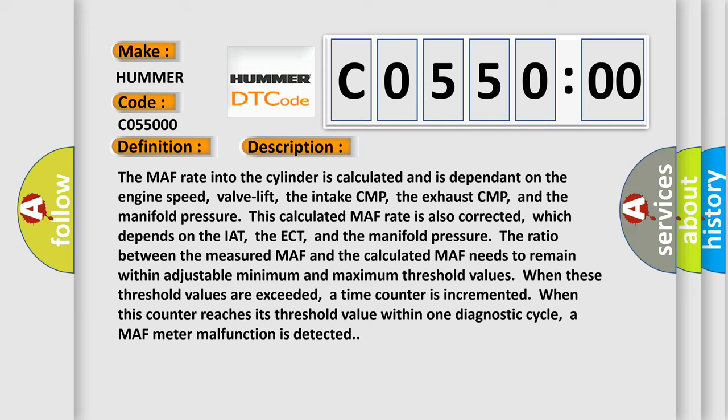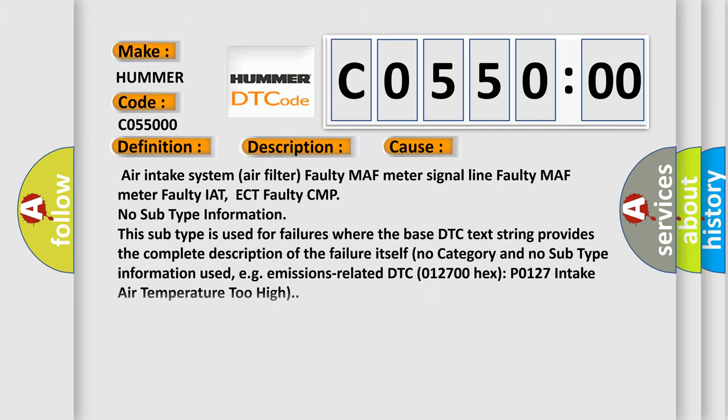The ratio between the measured MAF and the calculated MAF needs to remain within adjustable minimum and maximum threshold values. When these threshold values are exceeded, a time counter is incremented. When this counter reaches its threshold value within one diagnostic cycle, a MAF meter malfunction is detected. This diagnostic error occurs most often in these cases: air intake system air filter faulty, MAF meter signal line faulty, MAF meter faulty, IAT, ECT faulty, CMP.